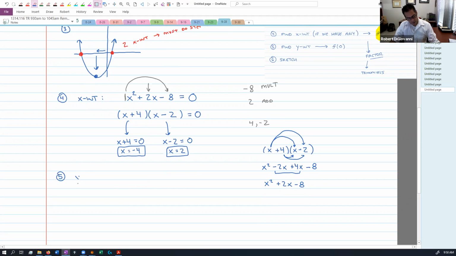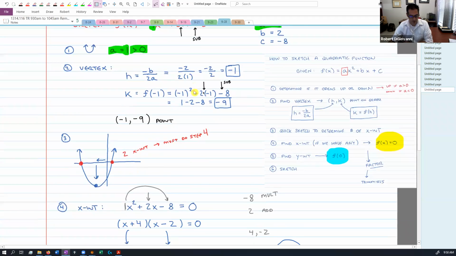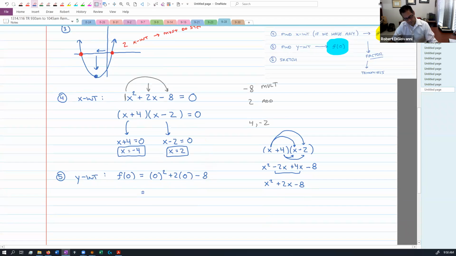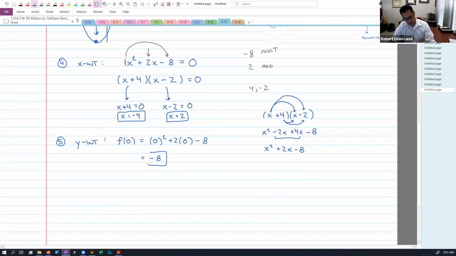Step 5, we need to find the y-intercept, and we're guaranteed that we have 1, okay? And to do it, we do what's in blue here. We just plug 0 into the function. So this should be pretty easy. We replace all of our x's with zeros in the original function, and what will you get out at the end of this? -8, right? In fact, it will always be c. C will always be your y-intercept, but we'll just go ahead and do the math for it there.